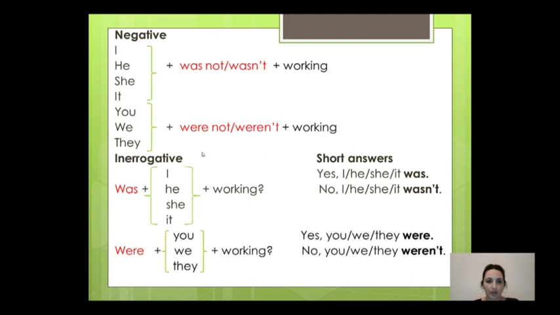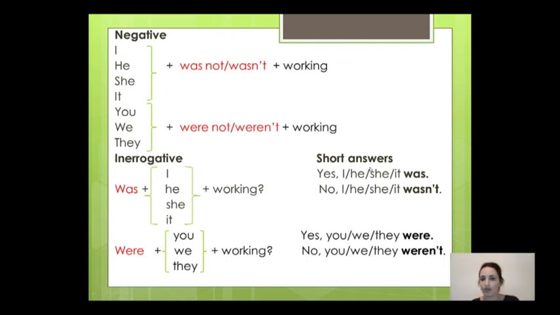Let's move on to the interrogative case. When I say the interrogative case, I mean inversion in this particular one. What does that mean, inversion? Of course, the change of places. So what do I change? I change places of the subject and past tense of the auxiliary verb be. So, instead of saying I was working, I'd say was I working? Instead of saying he was working, I say was he working? Was she working? Was it working?